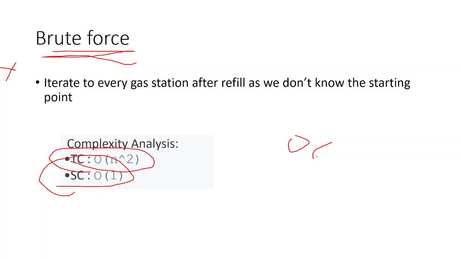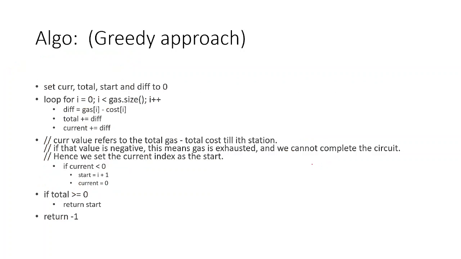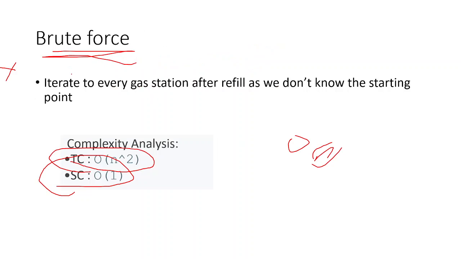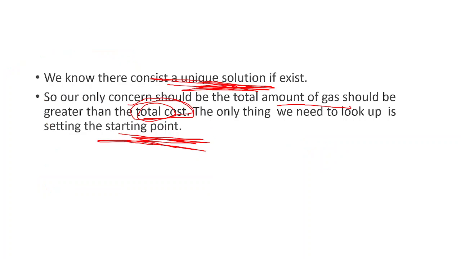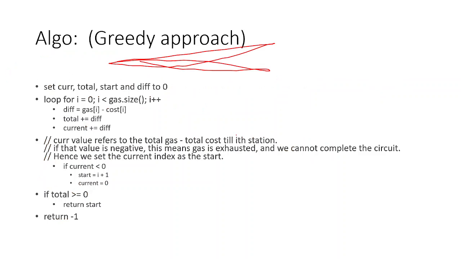How can we do it? Let's see. We can do it using a greedy approach. Since we understood the question, we want to make sure that the total amount of gas should be greater than the total cost, right? So what we do is, we take a current variable and a total variable, start, and the difference. So why are we finding the difference?